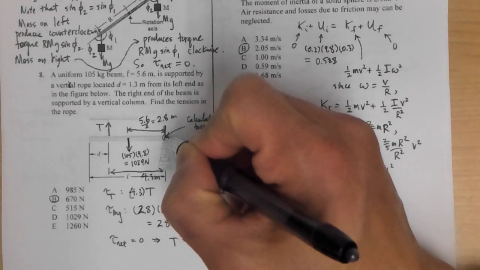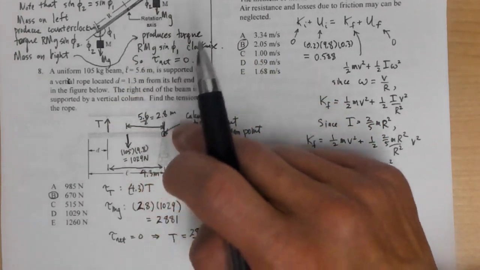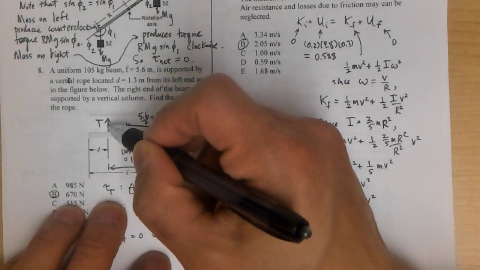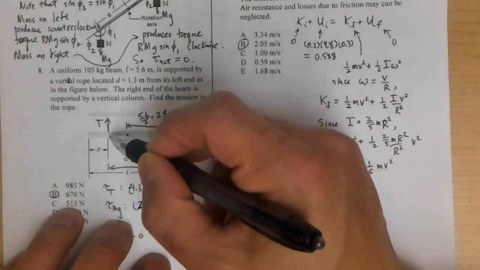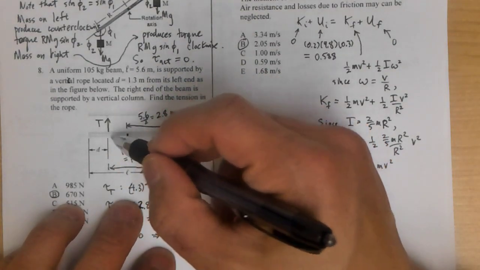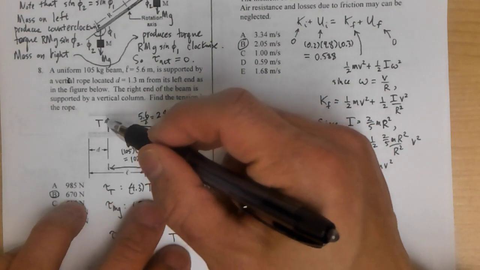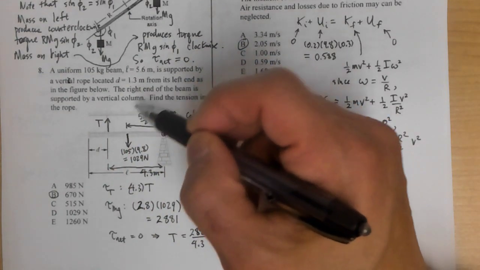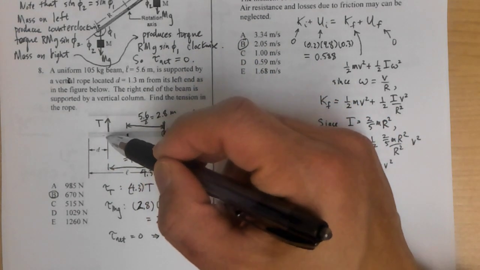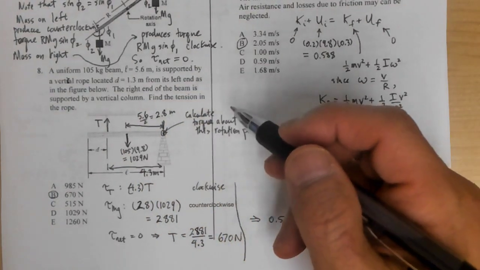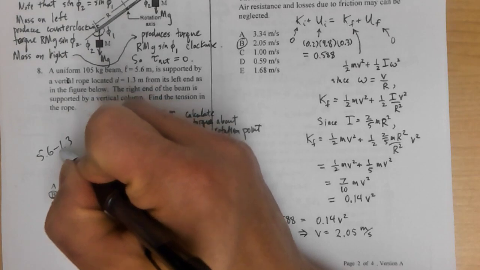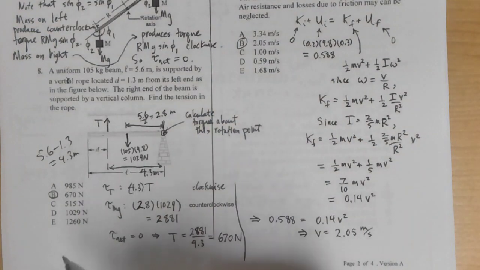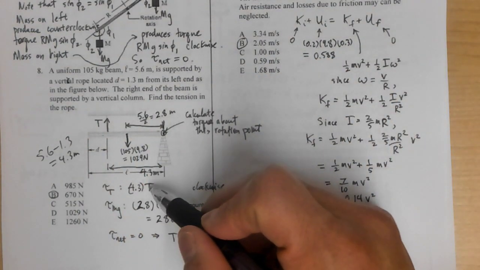So we calculate the torque about this point. That removes this force from the torque calculation. Now we calculate the torque due to this tension. It makes a 90-degree angle with the lever arm vector, so we just do this distance times T. We need to figure out what this distance is. The full length of the beam is 5.6 meters, and this section is 1.3, so 5.6 minus 1.3 is equal to 4.3 meters. That will be this distance here. So we have 4.3 times T.